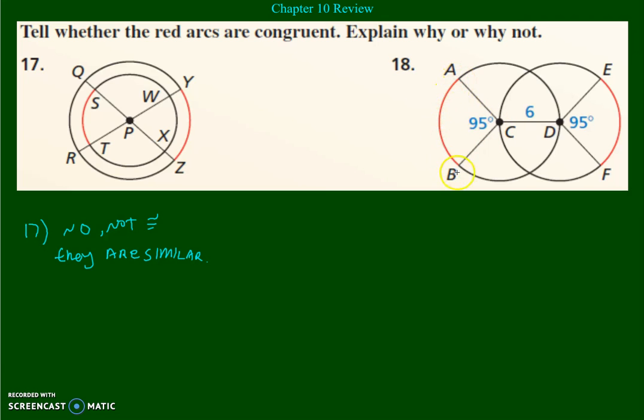So this arc has a measure of 95 degrees because that's the measure of its central angle, and this arc has a measure of 95 degrees because that's the measure of its central angle. So yes, these two arcs are congruent because they're in congruent circles and they have the same measure. So yes, they're congruent. Alright, let's move on to problem 19.